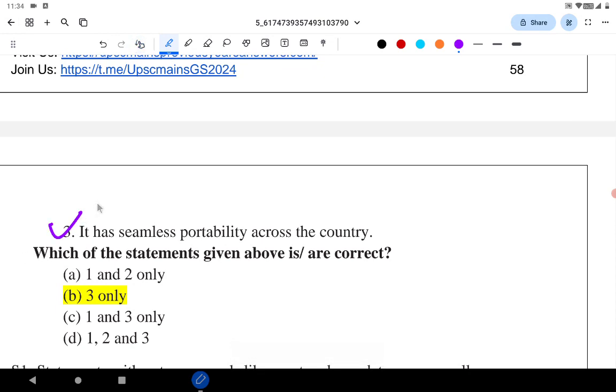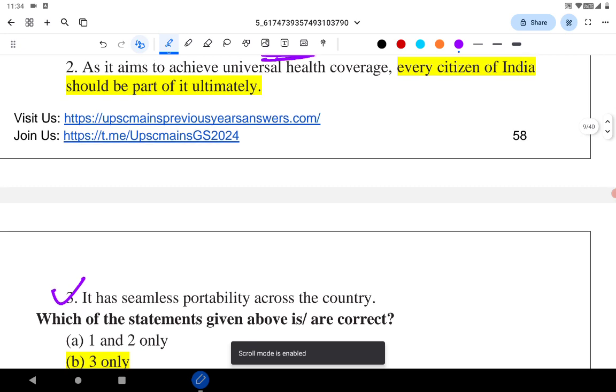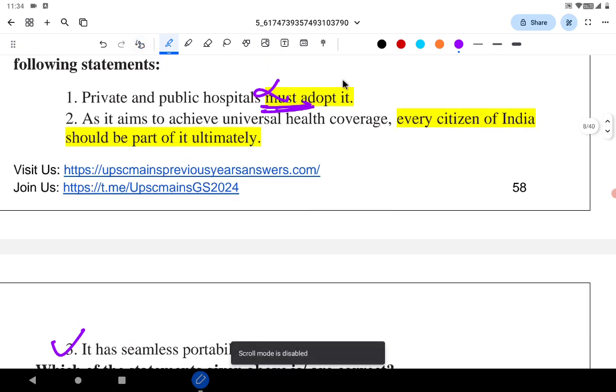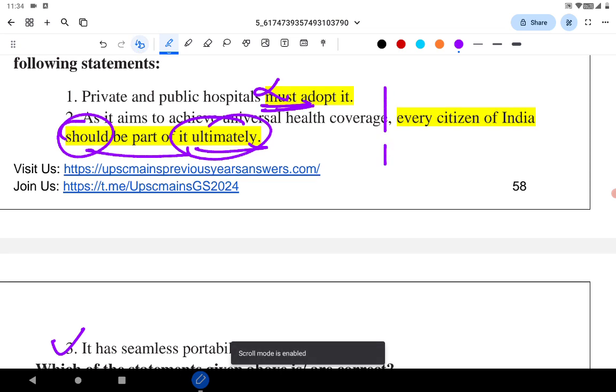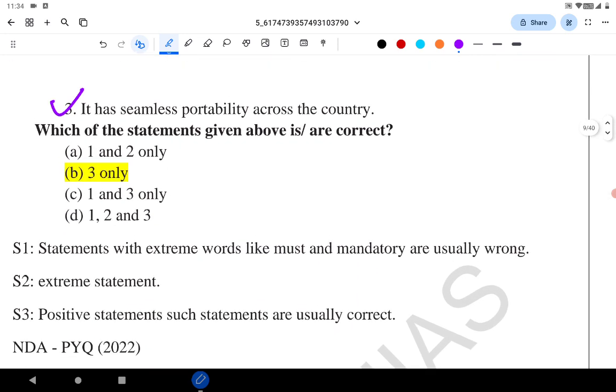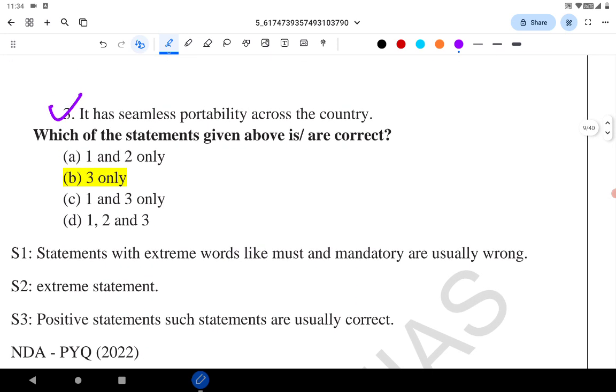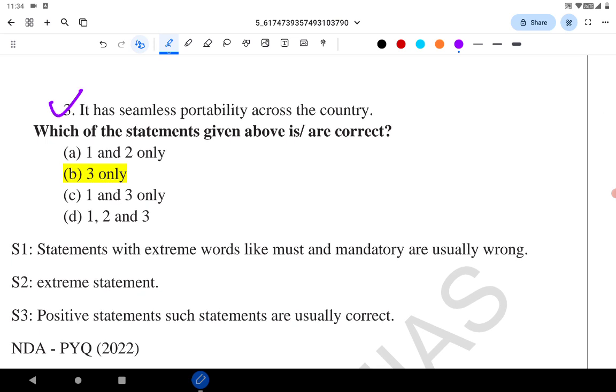Whenever UPSC gives such a statement, you have to be careful. It aims to achieve universal health coverage and every citizen of India should be part of it ultimately. The words 'ultimately' and 'every citizen', so be careful. I'm not saying such statements are always wrong. Be careful whenever you come across such statements.